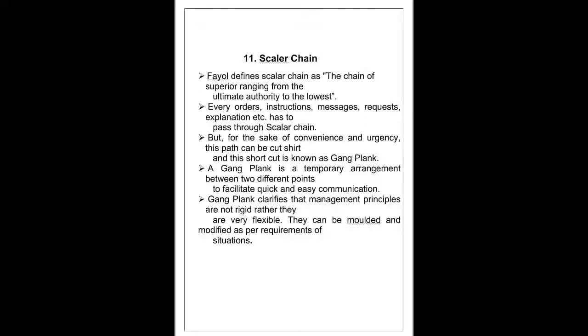But for the sake of convenience and urgency, this path can be cut short, and this shortcut is known as gangplank. A gangplank is a temporary arrangement between two different points to facilitate quick and easy communication. Gangplank clarifies that management principles are not rigid, rather they are very flexible. They can be molded and modified as per the requirements of the situation.